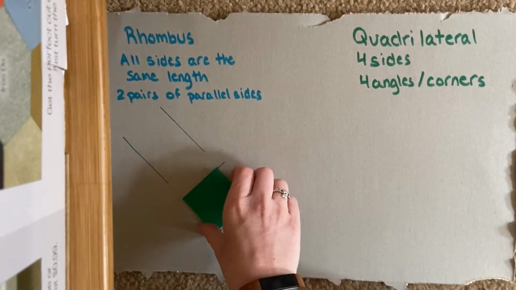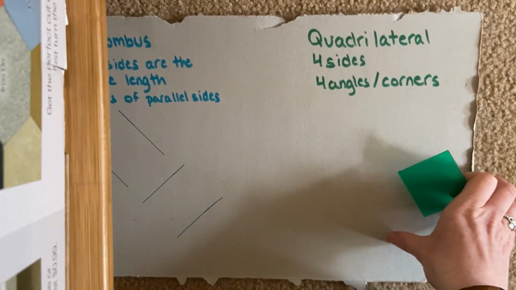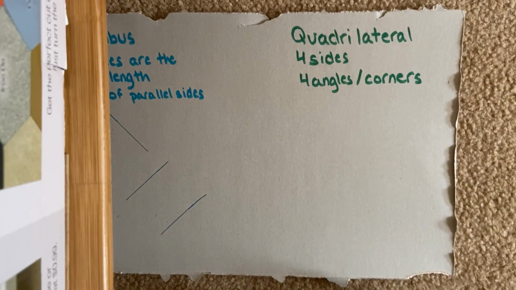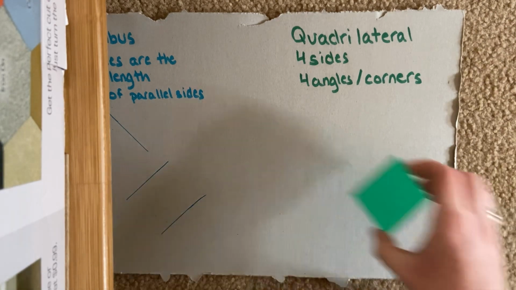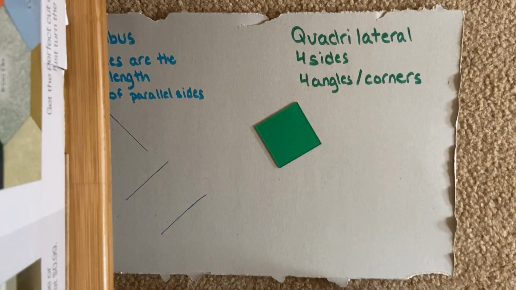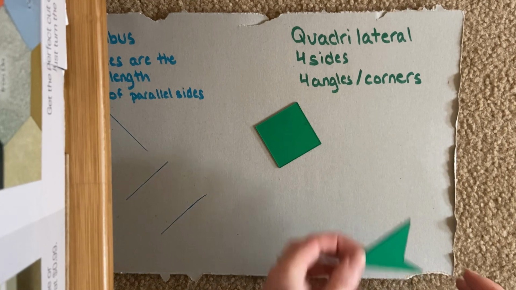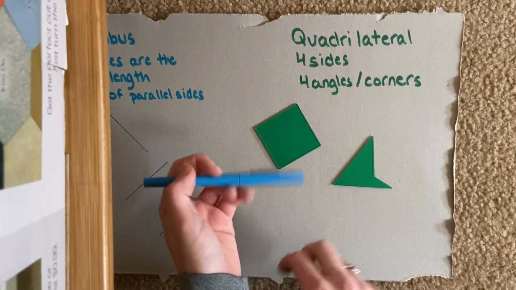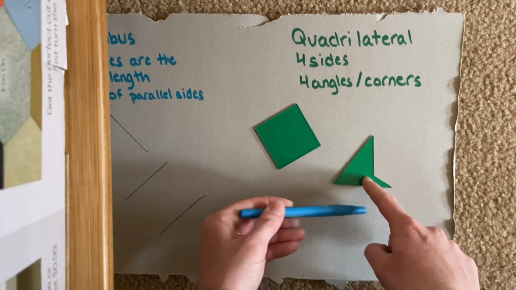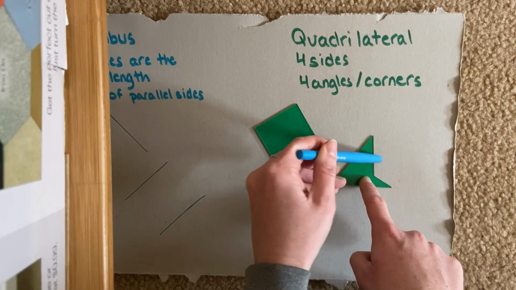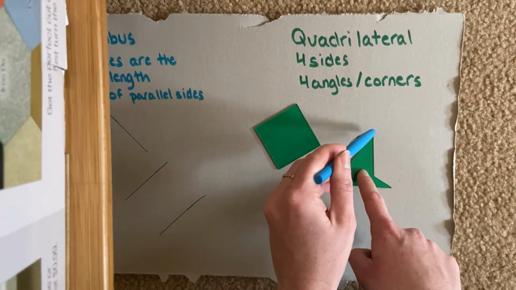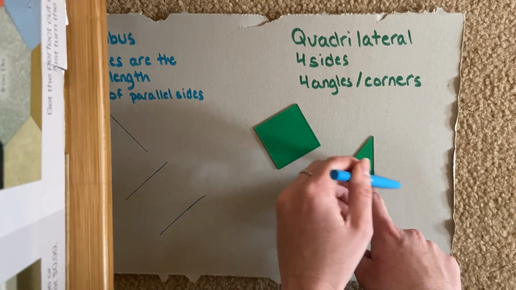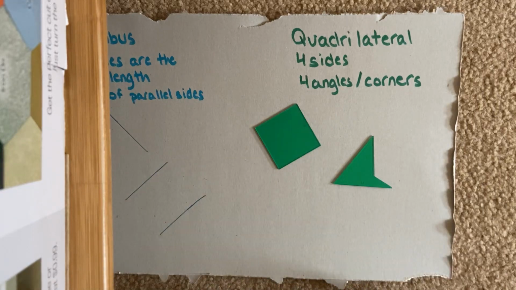Now, we've been talking about very specific types of quadrilaterals with special names, but quadrilaterals are also any four-sided shape. So while this is a quadrilateral, this is also a quadrilateral. It doesn't look like any that we're used to, but you can see it has 1, 2, 3, 4 sides and 4 angles, 1, 2, 3, 4. So this is a quadrilateral.